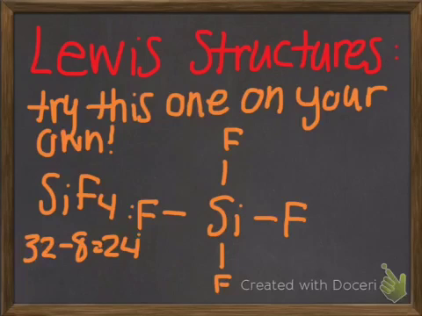1, 2, 3, 4, 5, 6, 7, 8, 9, 10, 11, 12, 13, 14, 15, 16, 17, 18, 19, 20, 21, 22, 23, 24. So like the other problem, we have all of our electrons onto the Lewis structure, and all of the elements have 8 electrons on it, and it is full. So this is the Lewis structure for SiF4.